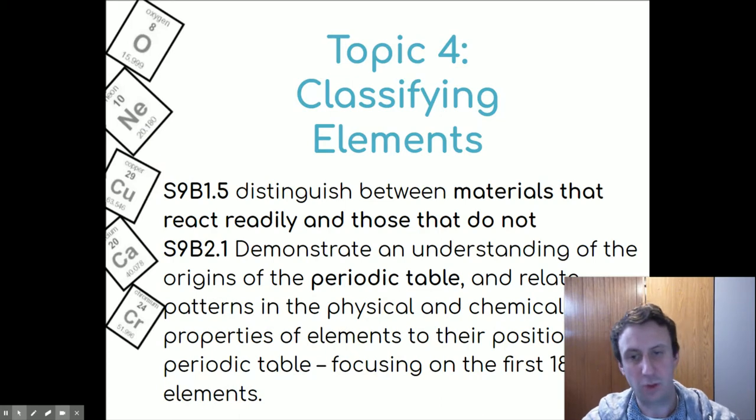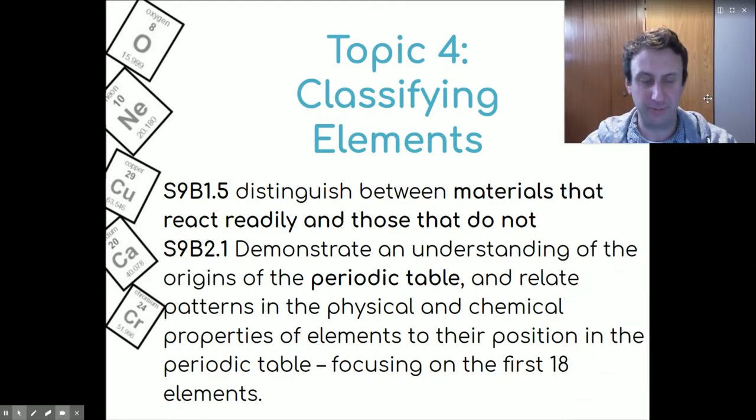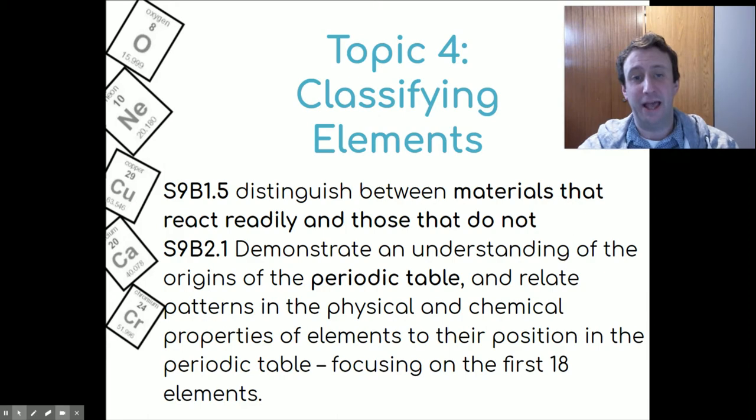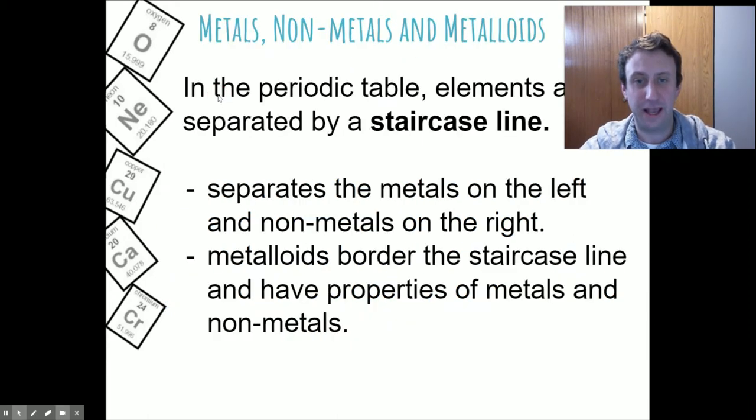So what we're going through today, in terms of objectives, is we're going to distinguish between materials that react readily and those that do not, and demonstrate an understanding of the origins of the periodic table and relate patterns in the physical and chemical properties of elements to their position in the periodic table, focusing on the first 18 elements. Heavy stuff. Anyways, you'll see as we go through.